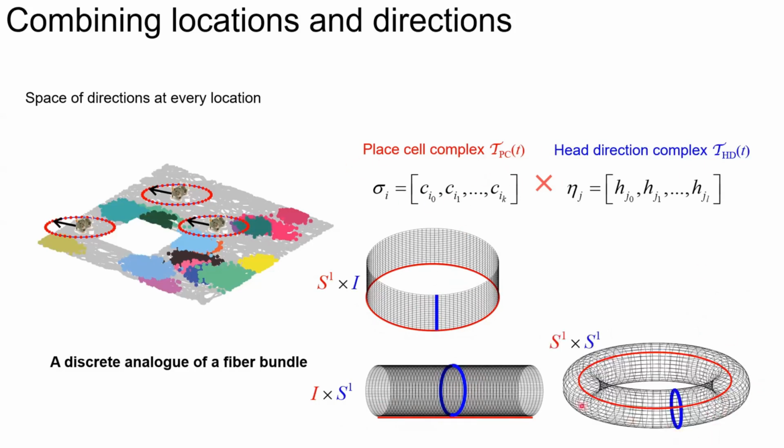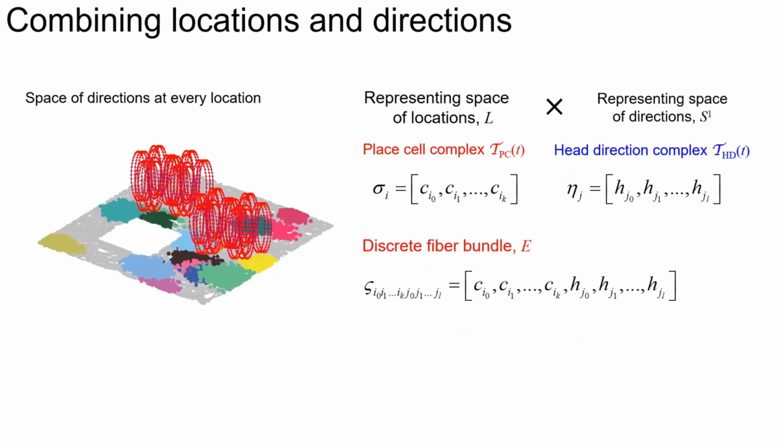Here's another example of that. The base is a circle and the fiber is a circle. Every point in the base is associated with the fiber. So there are more complex examples, but I'm not going to talk about those.